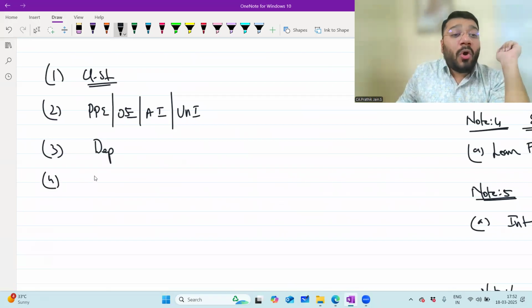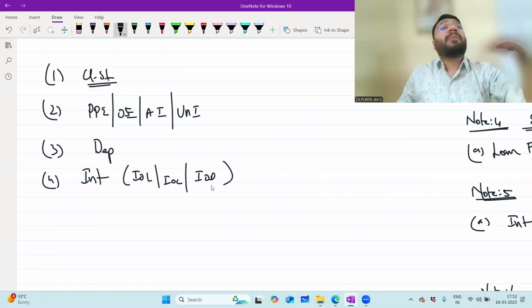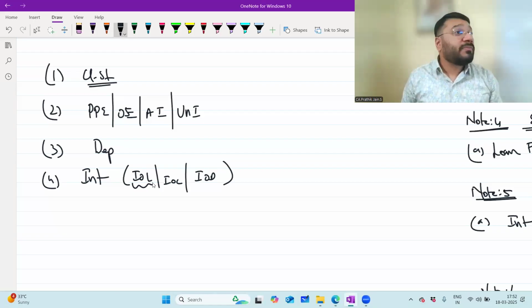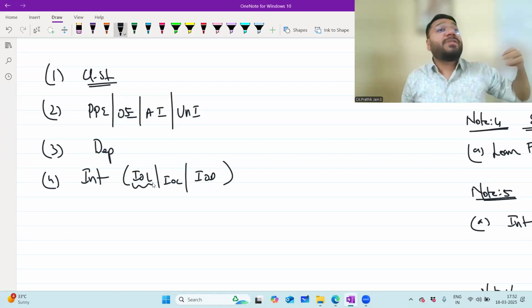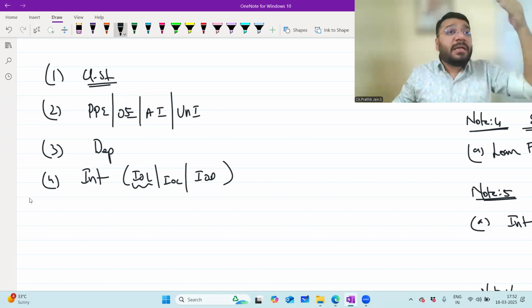Then all the adjustments for interest. Interest on what? Interest on loan, interest on capital, interest on drawings, like that, multiple types of interest. When I say interest on loan, how many different types of borrowings are there? Interest on bank loan, interest on debentures, etc. So it takes time. Like that, multiple adjustments you have to do.